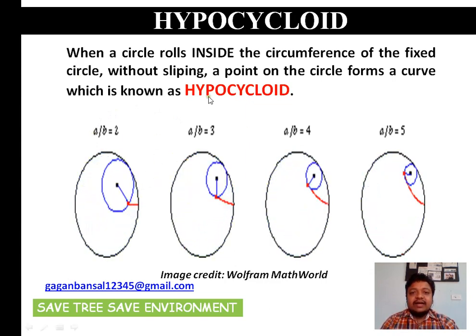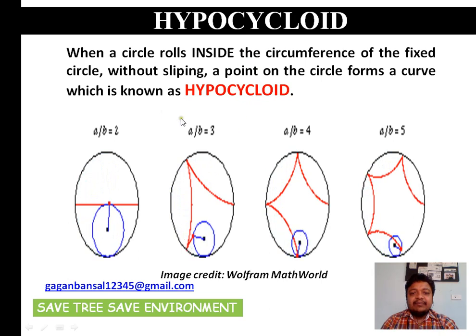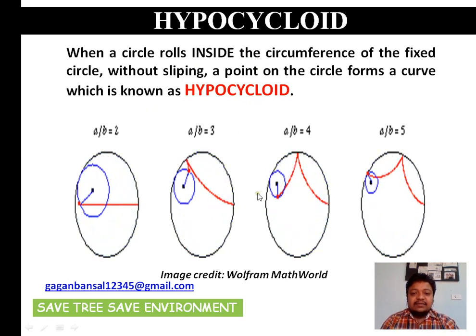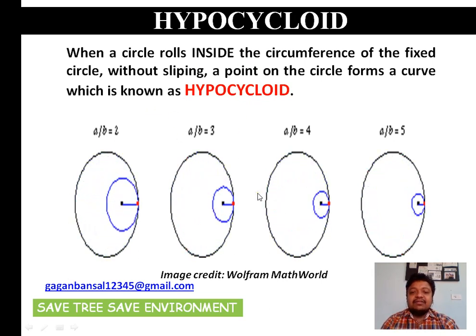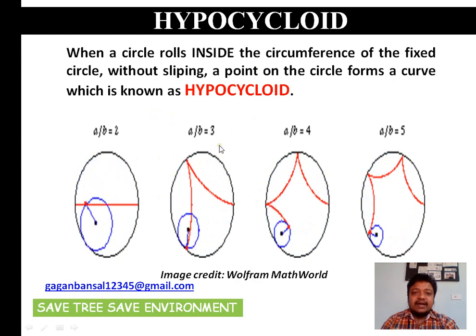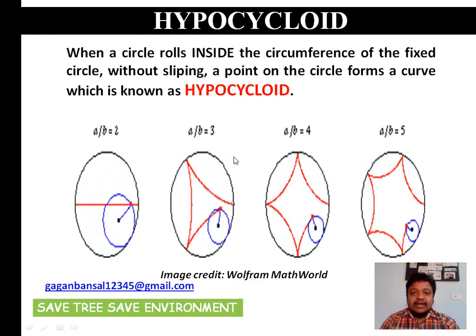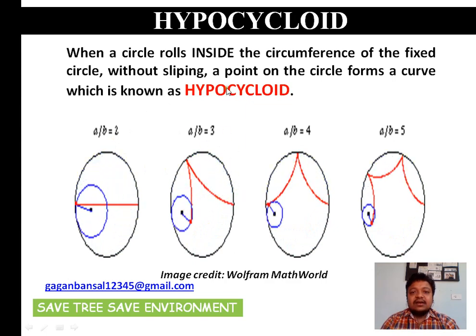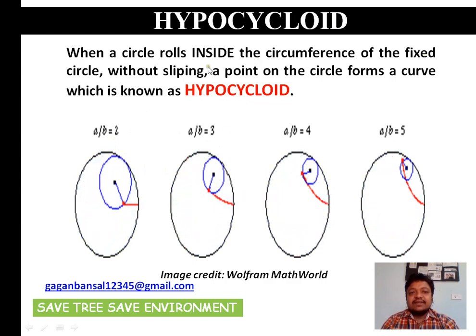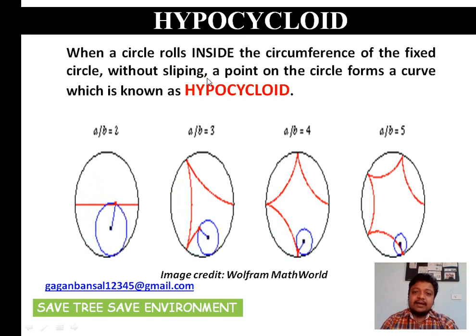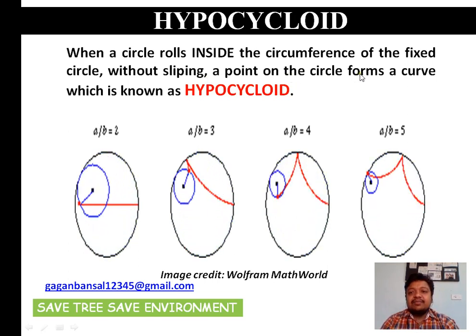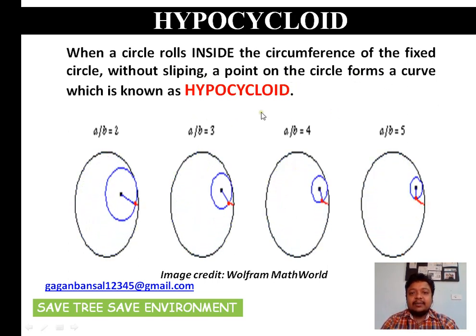When it is hypocycloid, when it is inside the circumference. This figure has been taken from the Wolfram method website, very effective to explain. So what is hypocycloid? When the circle rolls inside the circumference of the fixed circle without slipping, a point on the circle forms a curve which is hypocycloid.